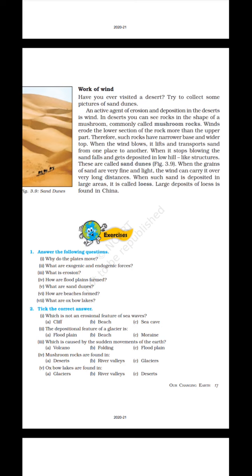When the wind blows, it lifts and transports sand from one place to another. When it stops blowing, the sand falls and gets deposited in low hill-like structures. These are called sand dunes. Take a look at figure 3.9. When the grains of sand are very fine and light, the wind can carry them over very long distances. When such sand is deposited in large areas, it is called loess. Large deposits of loess are found in China. Take a look at figure 3.9, sand dunes.